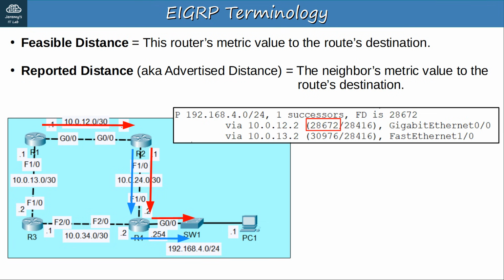The number on the left is R1's metric, the feasible distance. The number on the right is R1's neighbor, R2's metric, the reported distance. How about the route below it via R3? This is the feasible distance, R1's total metric to reach the destination. This is the reported distance, R1's neighbor, R3's metric to reach the destination. Why is it important to know both of these terms? You need to know them to understand the next two terms I'm going to introduce.